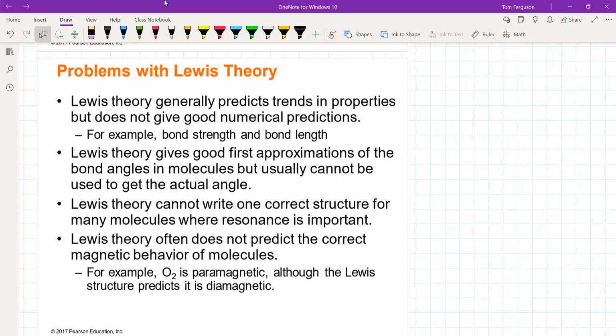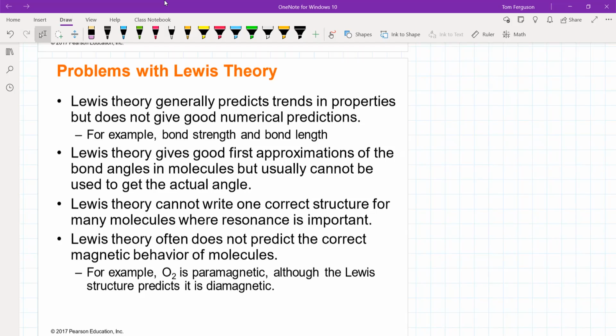Okay, issues with the Lewis theory. One, it's two-dimensional, not three-dimensional. That's probably the biggest gaffe. And we haven't talked about para and diamagnetism yet. That has to do with whether the spin of the electrons are paired or not.